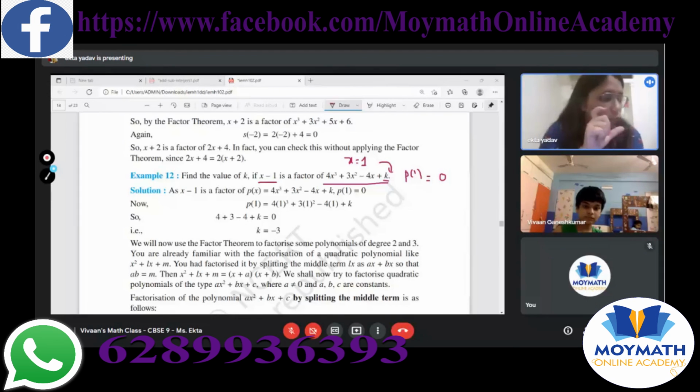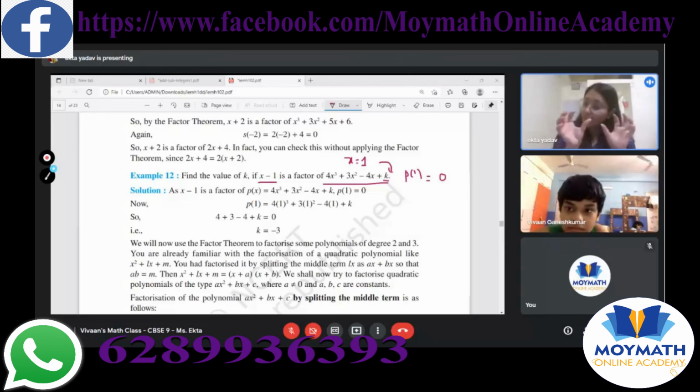So this is it for today. Next time we will learn splitting the middle term. It's very, very interesting. In a given polynomial of 3 terms, we break the middle one and then find the factors of that polynomial.